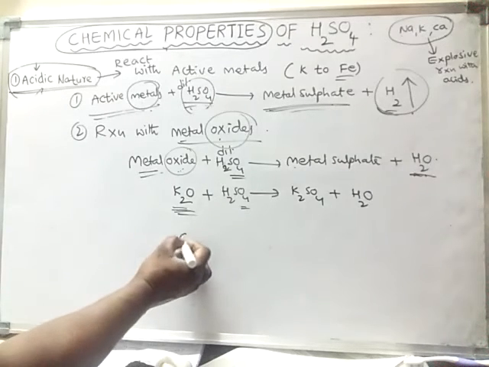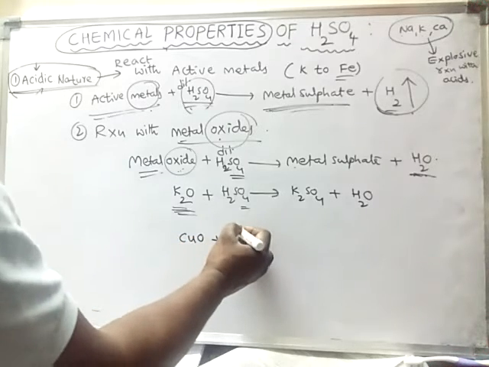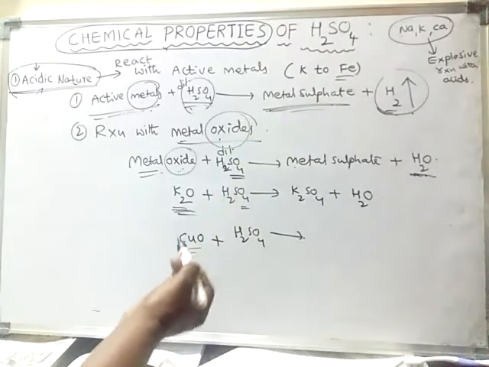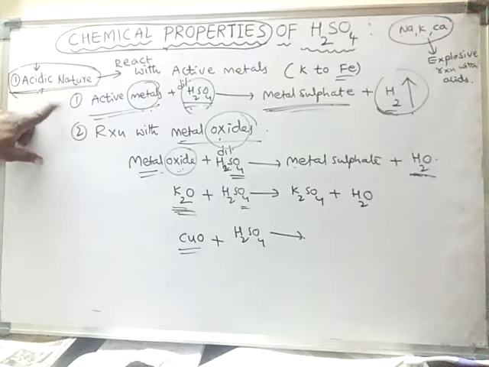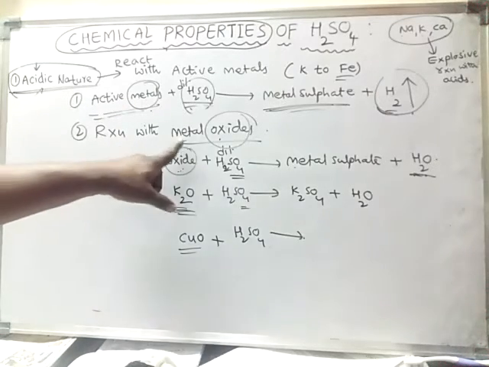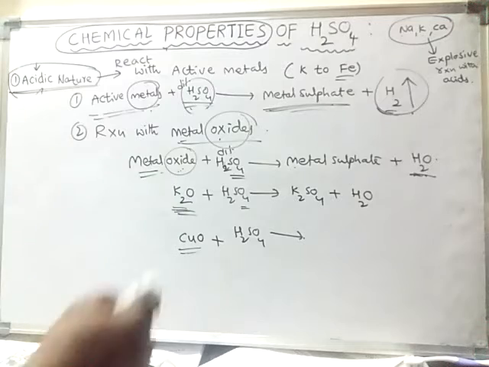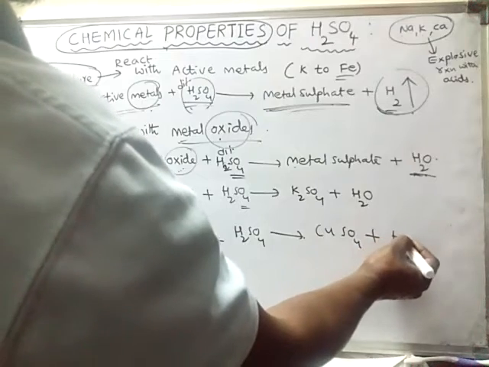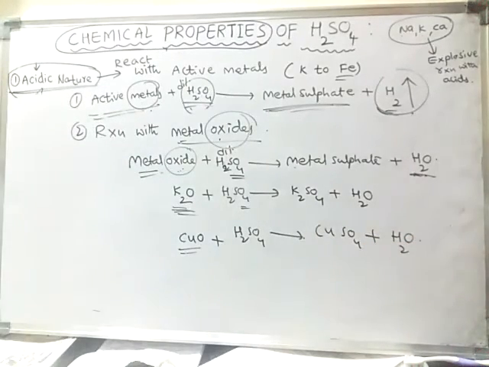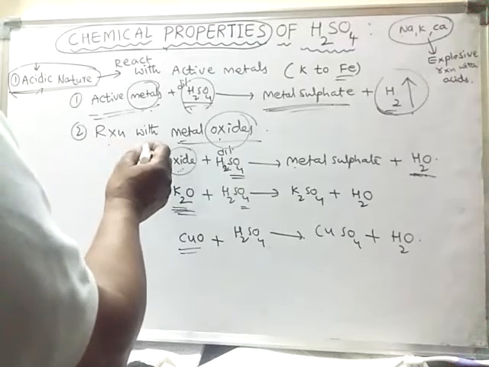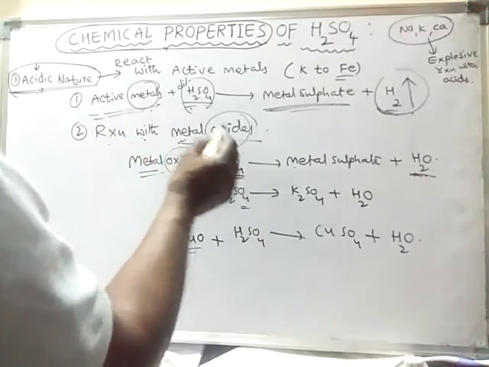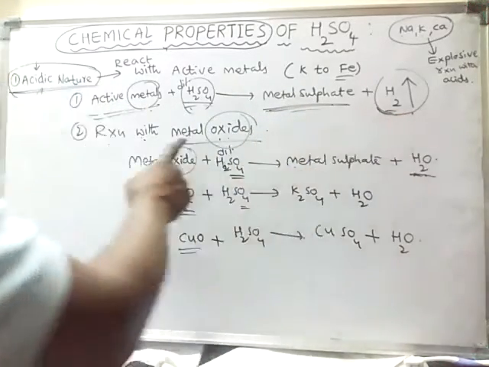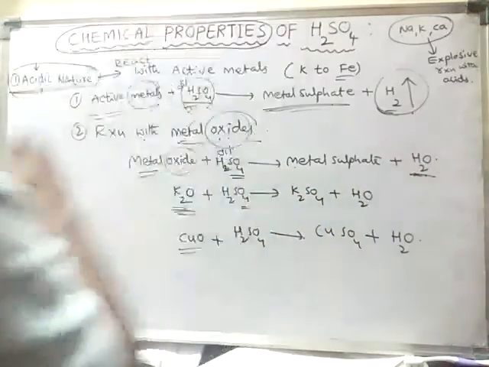Okay, so in this way we can discuss it. Even copper oxide will react with sulfuric acid. This is not an active metal, whereas the first point was related to active metals. Copper oxide will react with sulfuric acid to form copper sulfate, and water is formed along with this. Like this we can discuss the reaction of dilute sulfuric acid with metal oxides. Generally, with metals it forms metal sulfate and hydrogen. With metal oxides it forms metal sulfate and water.